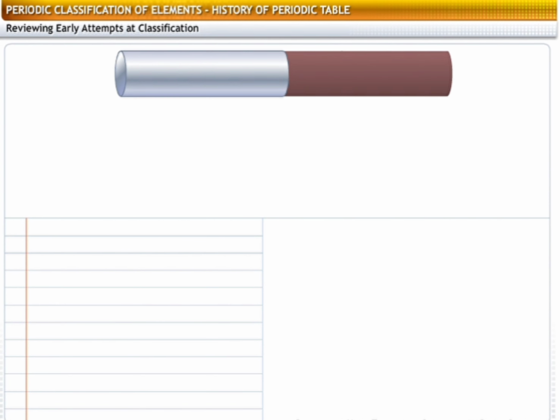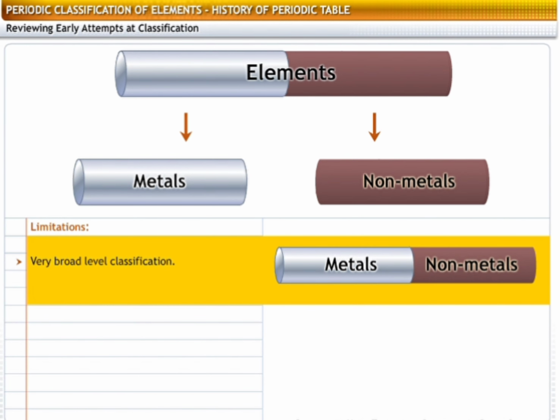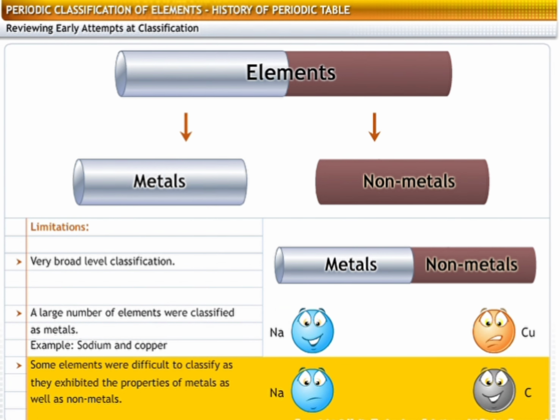The earliest classification categorized elements into metals and non-metals. However, this classification served only limited purpose because of the following reasons. The classification was at a very broad level. A large number of elements were classified as metals. However, they did not necessarily display similar chemical properties. For example, sodium and copper were both characterized as metals, but their chemical properties are very different. Some elements, such as boron, exhibited the properties of both metals as well as non-metals. It was difficult to determine how to classify such elements.